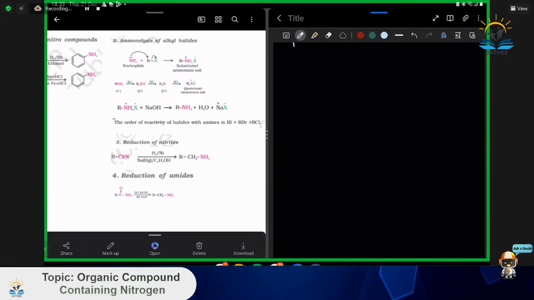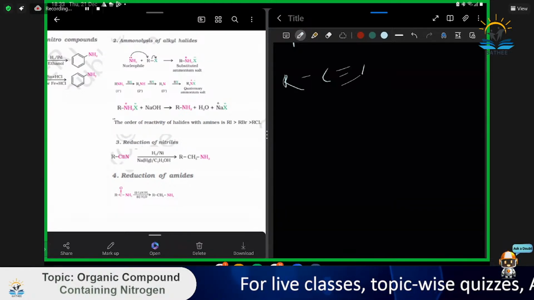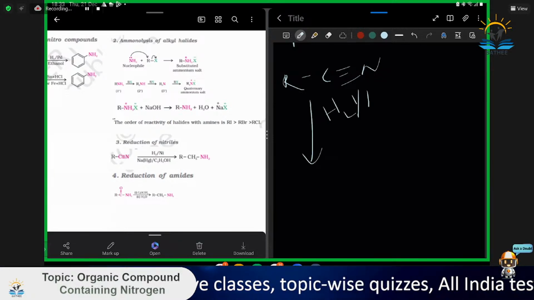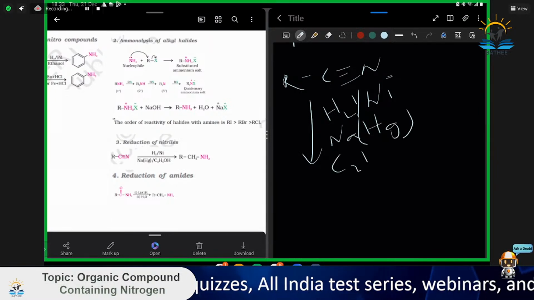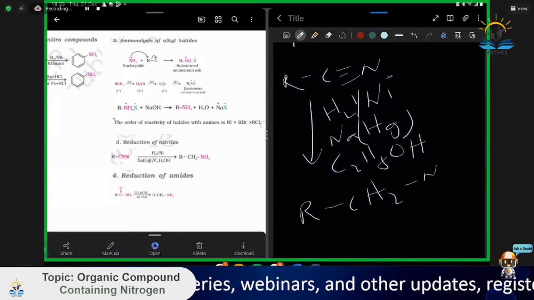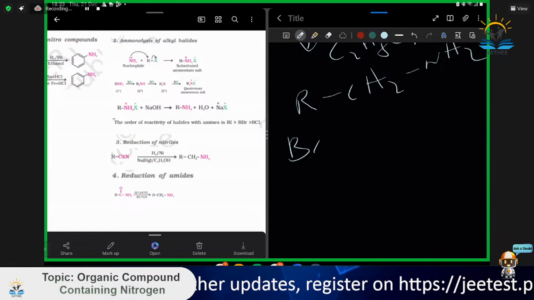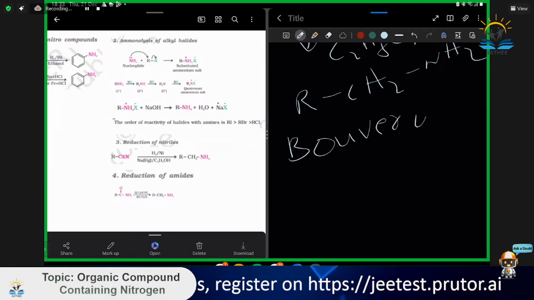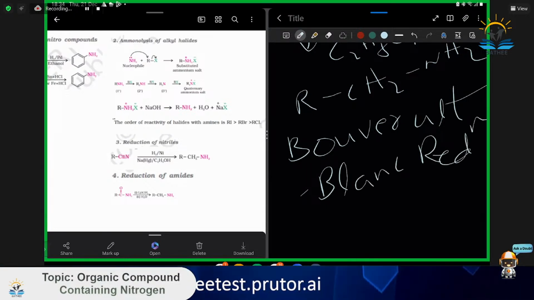Reduction of nitriles, RCN, with H2 and nickel, that is H2 on a metal surface in acidic medium or some special mediums. Reduction of cyanides is the Mendius reduction. It is H2 with nickel, or sodium amalgam in ethyl alcohol. You will get RCH2NH2. This is your reduction.